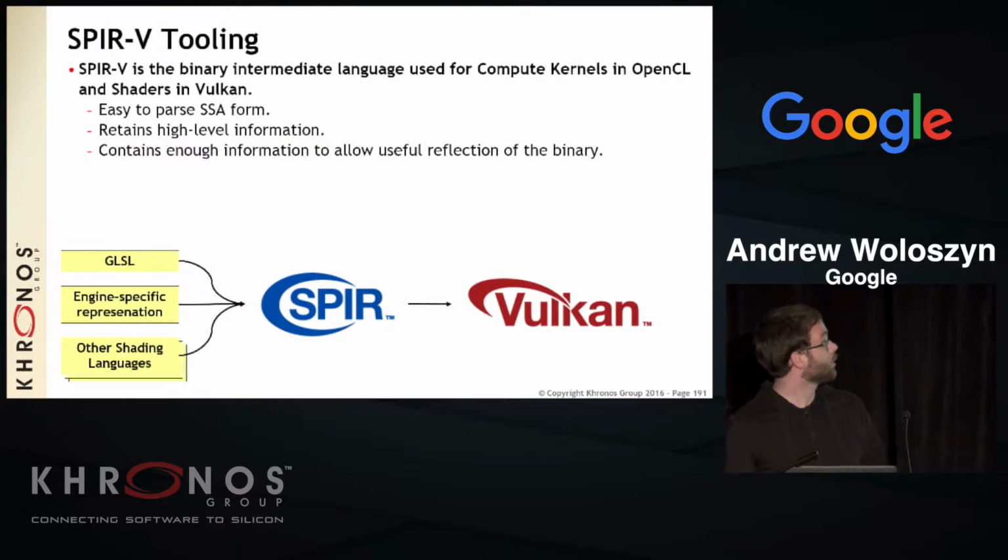Just a quick overview of SPIR-V. I'm sure everybody here has now figured out what it is or has been told what it is. But it's the binary intermediate language used for compute kernels in OpenCL and shaders in Vulkan. It has a few main goals. One, it's very, very easy to parse. It retains a lot of high-level information. This is actually incredibly useful for shaders, specifically. And it contains a bunch of information to allow a bunch of useful reflection.